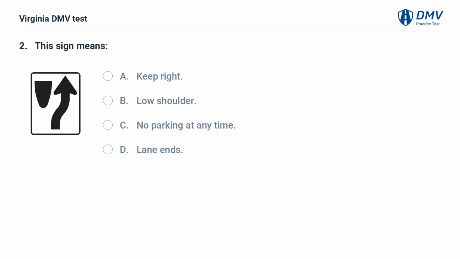This sign means A. Keep right. B. Low shoulder. C. No parking at any time. D. Lane ends.